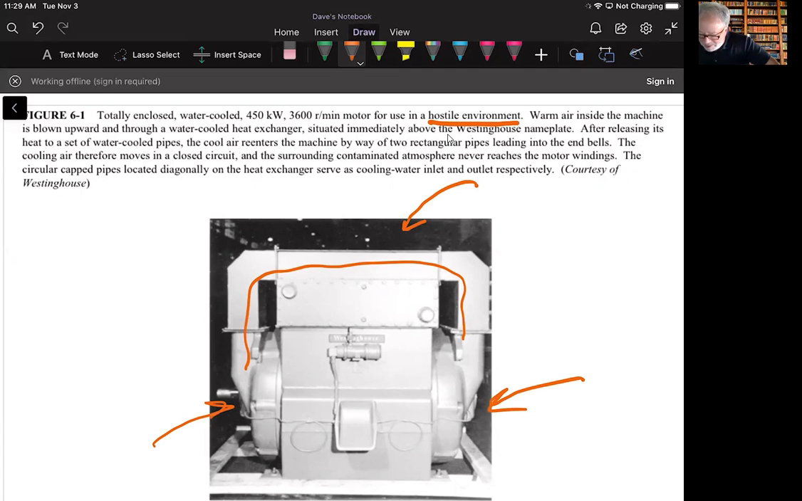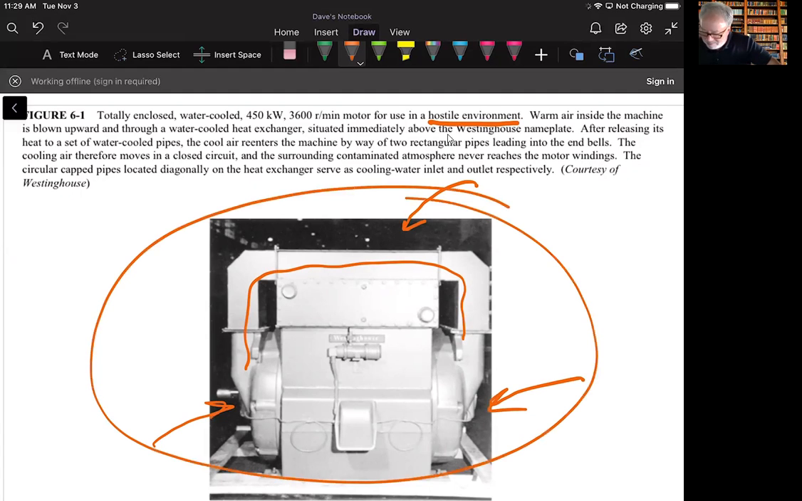The cooling air moves through this closed circuit, and the surrounding contaminated atmosphere never reaches the motor winding. So this thing is sitting right in some environment that you don't want the internal workings of this motor to be exposed to. But at the same time, you have to dissipate the heat, or this heat would build up and essentially destroy this motor. Okay, so that's 6.1, a little overview on mechanical losses.